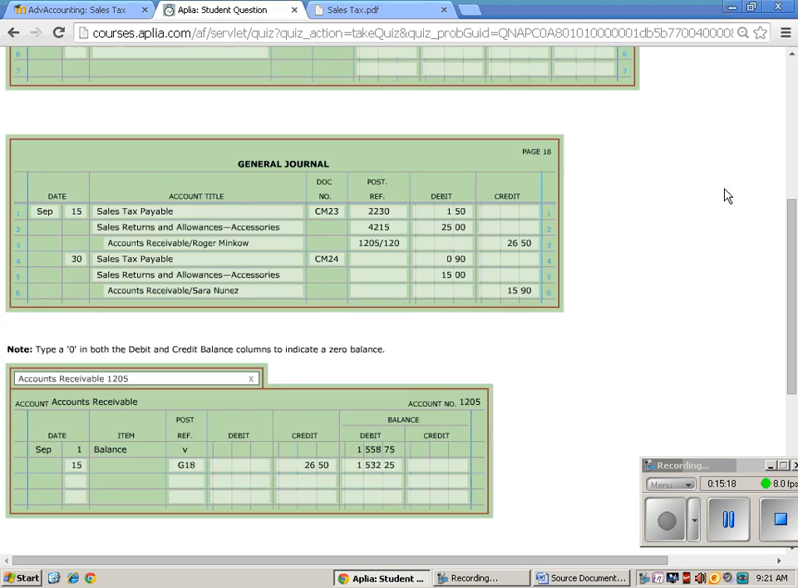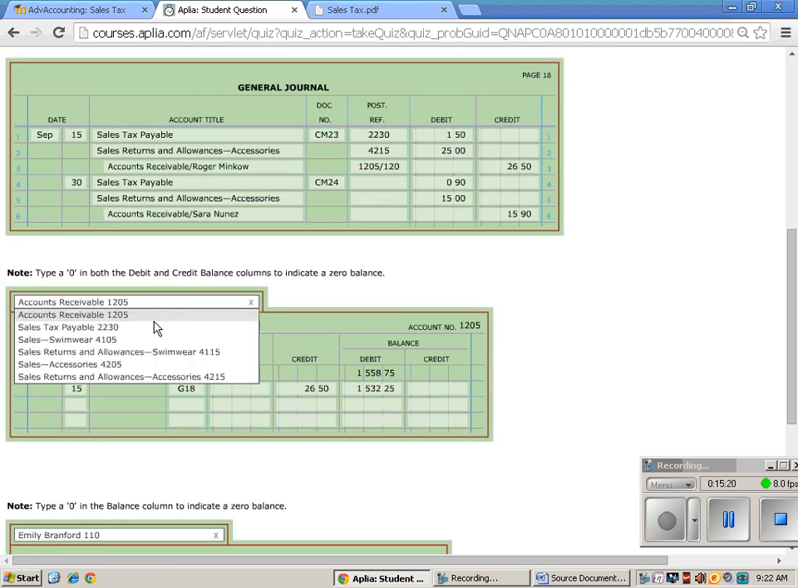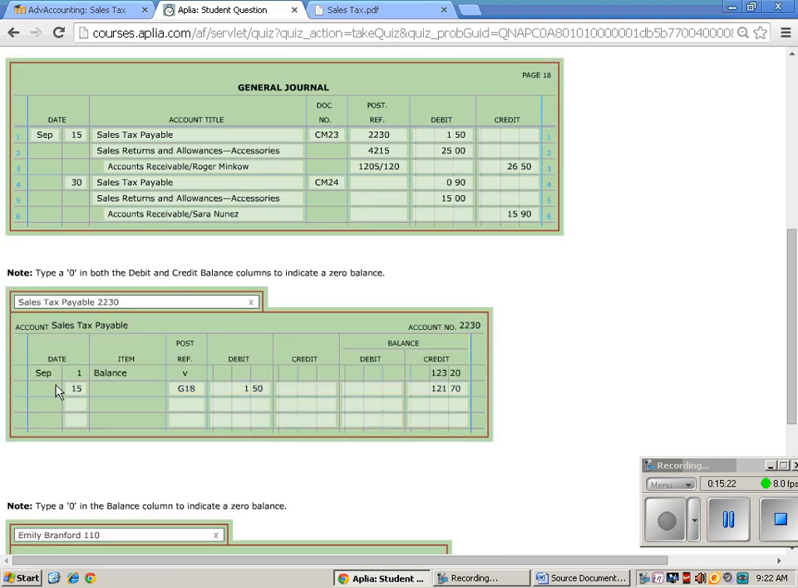All right, down to the general journal. Sales tax payable in our general ledger. So the 30th, G18, and it's a debit of 90 cents. So it's opposite. We're going to subtract, and we're going to end up with 120.80. We put our 2230 up there.